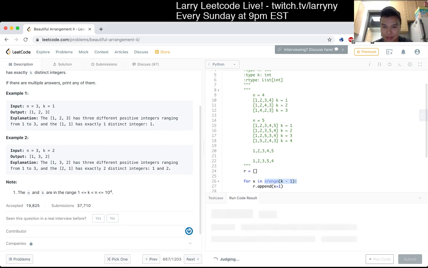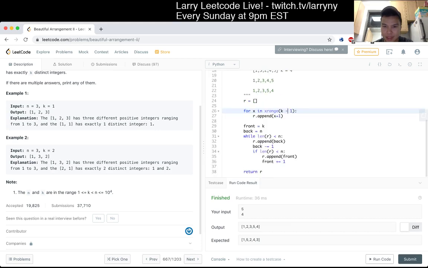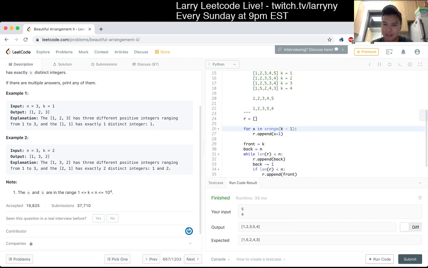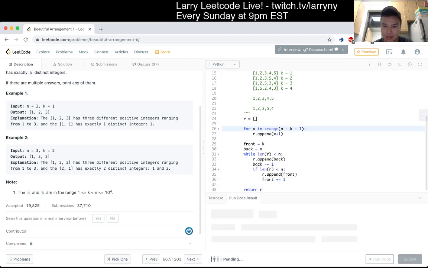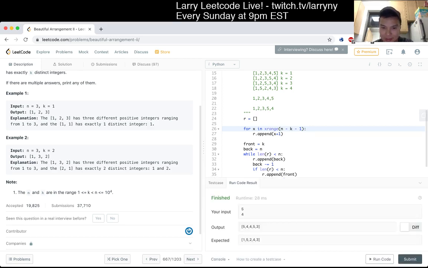Oh. No, this should be n. Why did I do the n? Something like that, actually. What am I doing? Okay, let me step back for a second. I'm just throwing stuff at the wall to see what sticks.